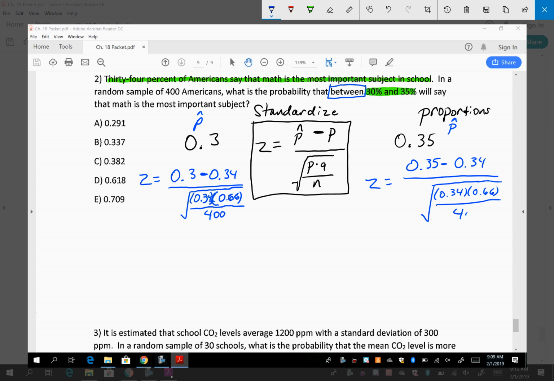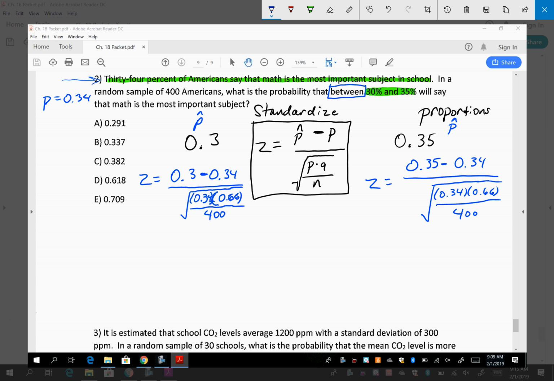Wait, what did we say, 0.34? 0.34 at the very beginning of the problem is the p, our population proportion. So p equals 0.34, because they're telling us that's from the population of all Americans. So imagine they went around and asked every single American, what's the most important subject in school? Is that really feasible? No. That's why in our world we have polls, where we sample a representation of all Americans, and then use that number to make conclusions about Americans. So if you're ever hearing stats about Americans in general, it's not because they asked everybody.